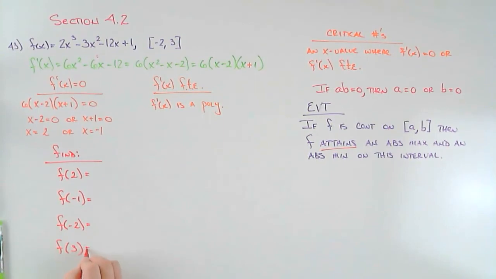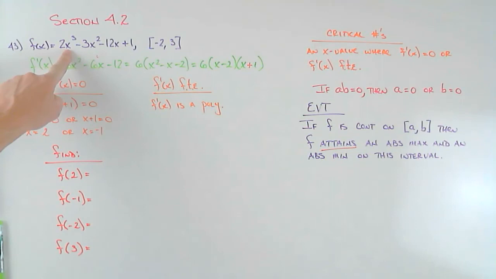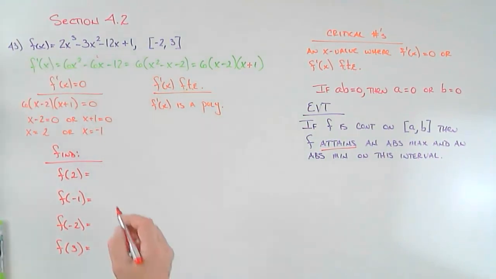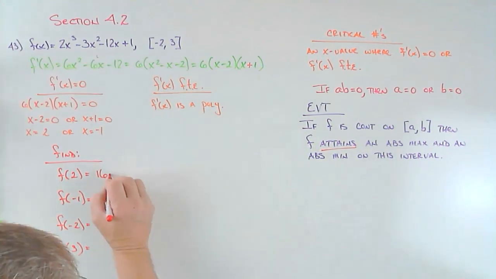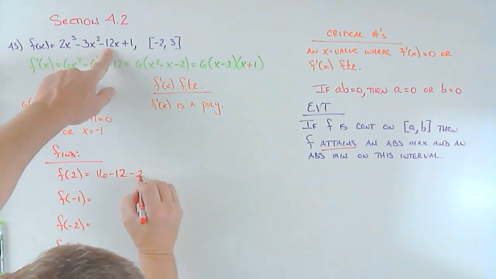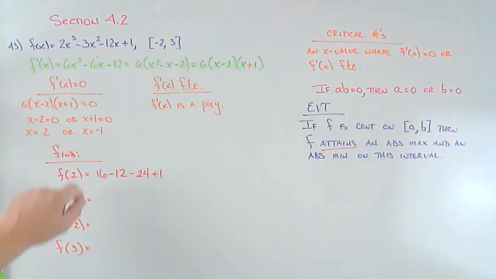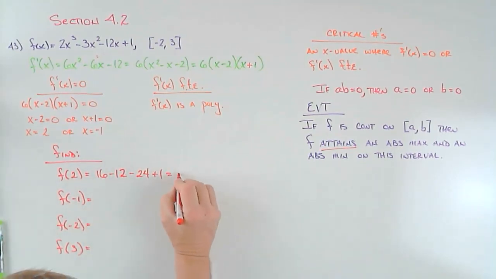So now we have to do arithmetic, right? We're going to put 2 in here. Now, remember to put it in the function. 2 cubed is 8, right? 8 times 2, 16. So that's going to be 16. Here we get 2 squared. That's 4. 4 times -3 is -12. Here we get 2 times -12. That's -24, and we get +1, right? So we have -36 plus 16. That's -20 plus 1. This is going to be -19.